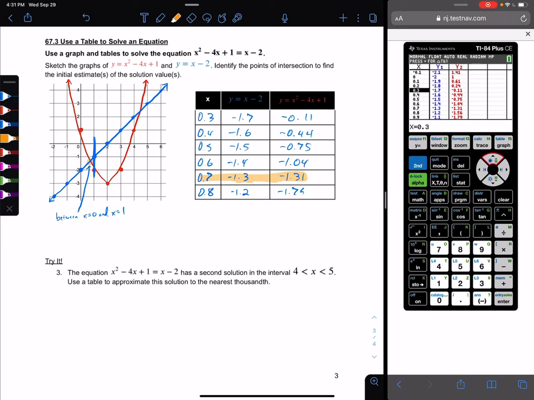If you wanted to, you could go back to your table set and you could make this even smaller and change this to 0.01. That'll give you a more accurate solution. But for our purposes, I'm happy with this. I'm going to stick with that. So my solution is going to be this point right here.